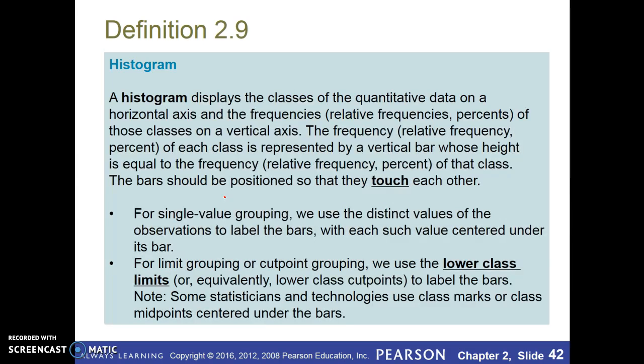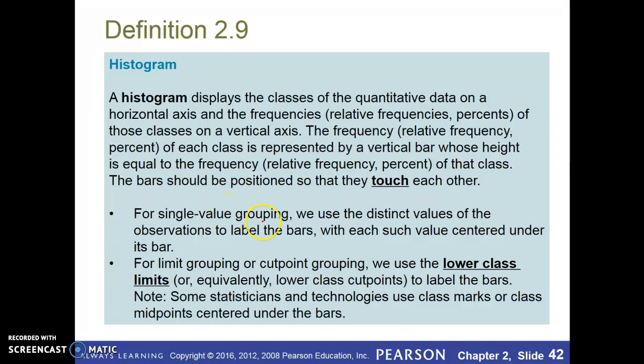So those are the grouping methods. Now we're going to talk about how to display this data. The first way to display the data is the use of a histogram. A histogram is kind of like a bar graph. We put relative frequencies or percents or even frequencies on the vertical axis, and each bar on the horizontal axis represents the groups that we are going to be putting them in.